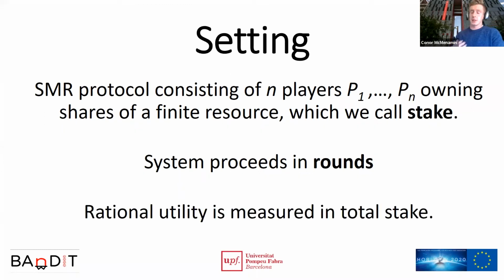And then rational utility. So we have this system where we have these players. Rational utility will become a little bit clearer in a second, but we're trying to assume that all players who aren't Byzantine or who aren't deviating are going to be motivated by some function, and this function is the utility, and this utility will be measured in total stake.